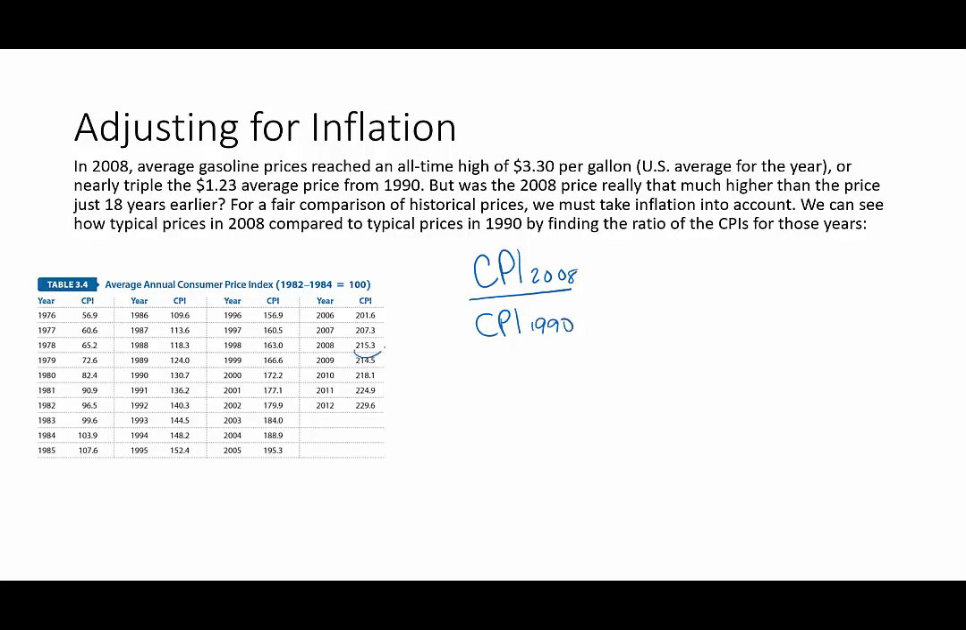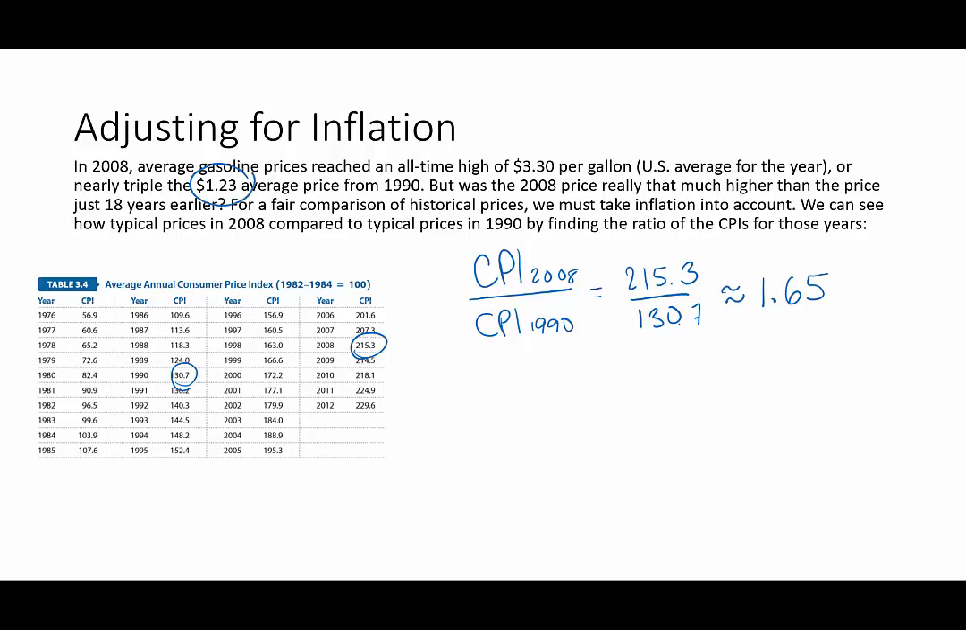And what do we have? 2008, it was 215.3 versus 1990, which was 130.7. So if we do this division, we get approximately 1.65. So goods cost 65% more in 2008 than in 1990. So what does that mean? Let's see what that means.